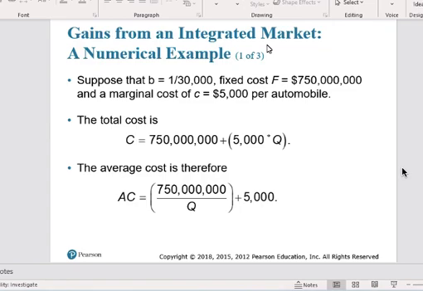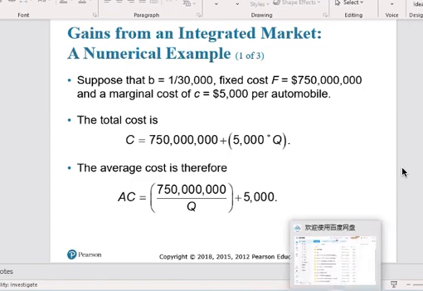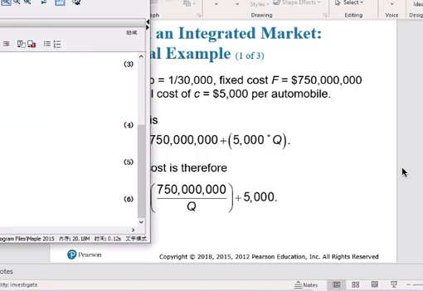All you need to do is just plug numbers into the equation, and you will find them. So let's go through these numbers.